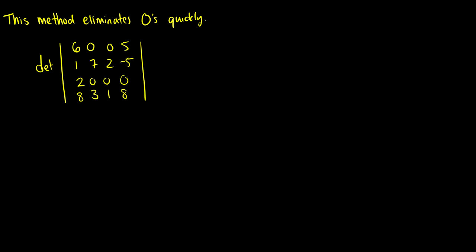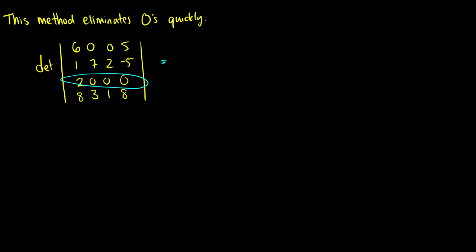Okay, so that's nice. We eliminated one 0, but we can do so much better. Look at this matrix here. The row 6, 0, 0, 5 is really good. This is a great line. It has two zeros in it. And we have 1, 7, 2, -5, but here we have 2, 0, 0, 0. Let's do cofactor expansion across this third row here.